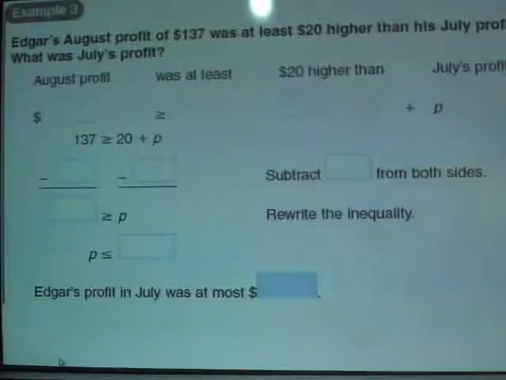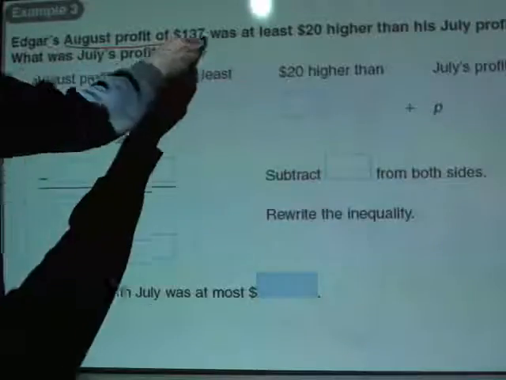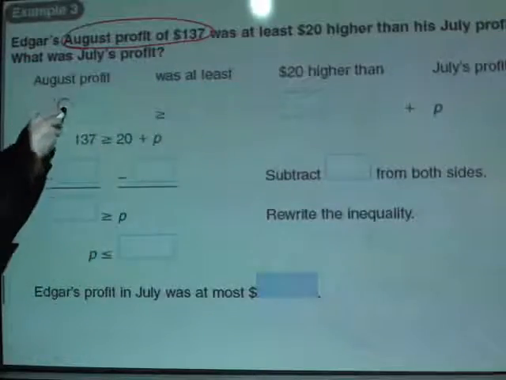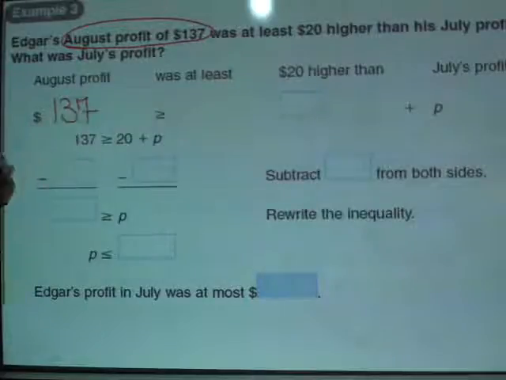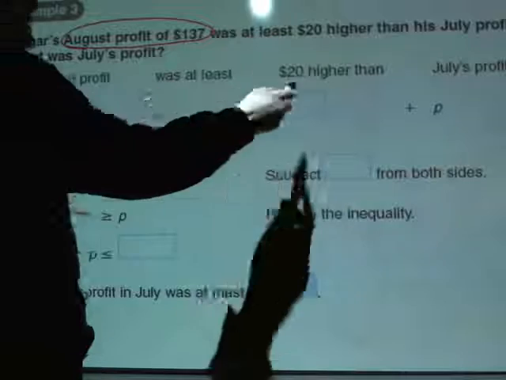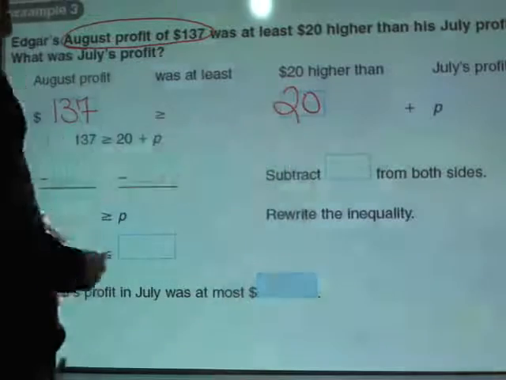Edgar's August profit of $137 was at least $20 higher than his July profit. What was his July profit? So notice they've broken this down for us to solve first piece by piece. They're saying his August profit, which we learned right here, was $137. Well, it was at least, meaning some amount more than, $20 higher than July's profit. $20 higher than, that's going to be 20 plus July's profit.